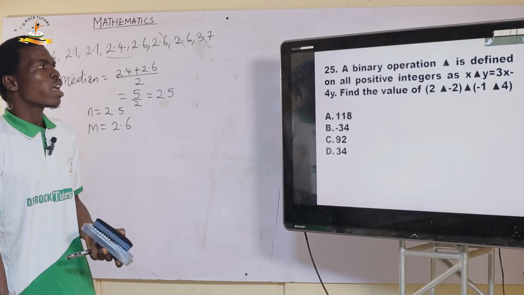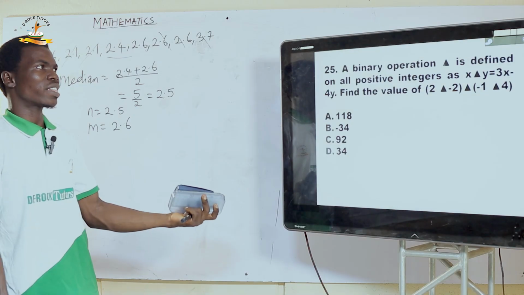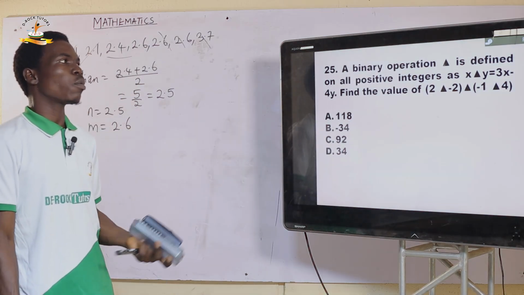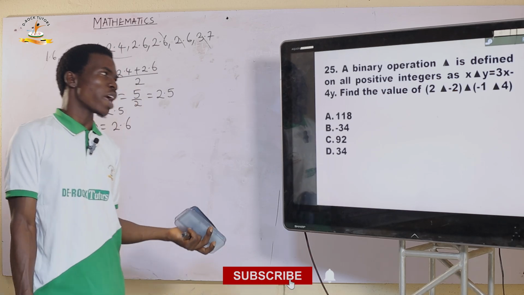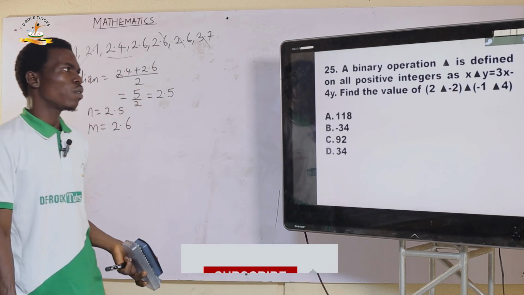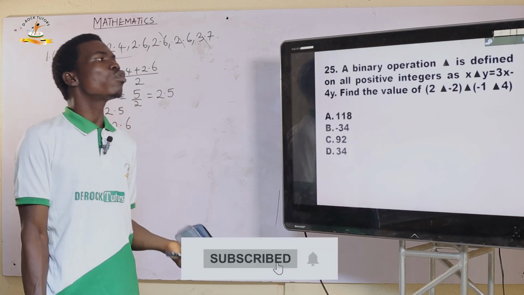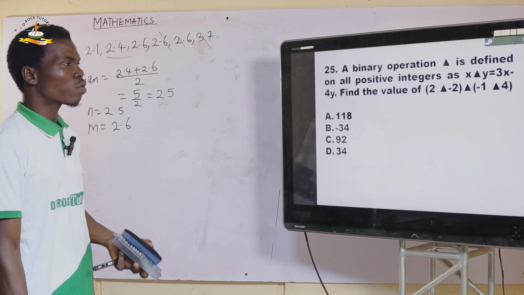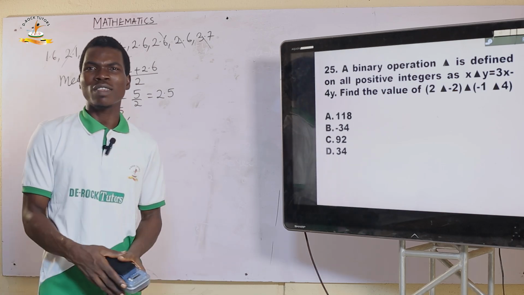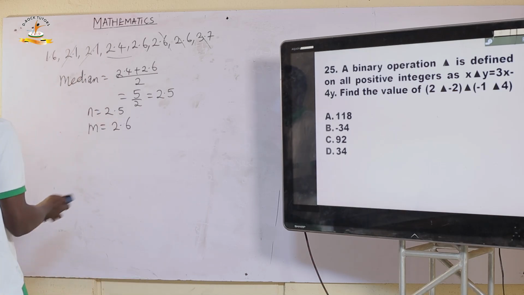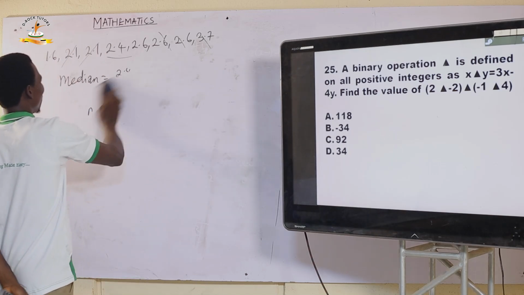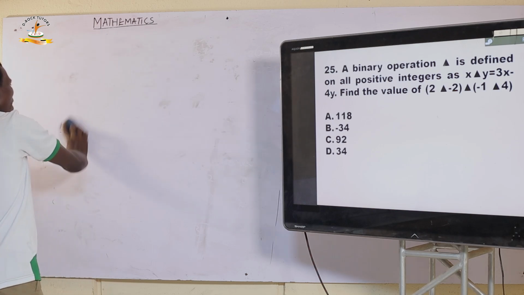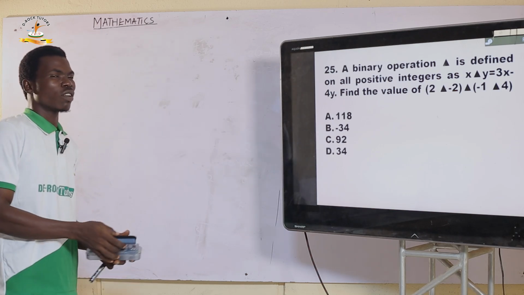Question 25. A binary operation delta is defined on all positive integers as x delta y is simply 3x minus 4y. Find the value of (2 delta minus 2) delta (minus 1 delta 4). This is a binary operation, and it's one of the simplest things you can see in mathematics, because of the direct substitution. However, it can be tricky. So let's do justice to this.